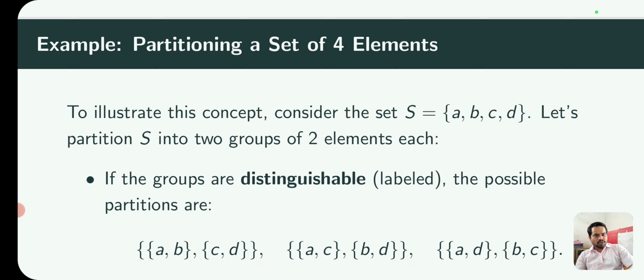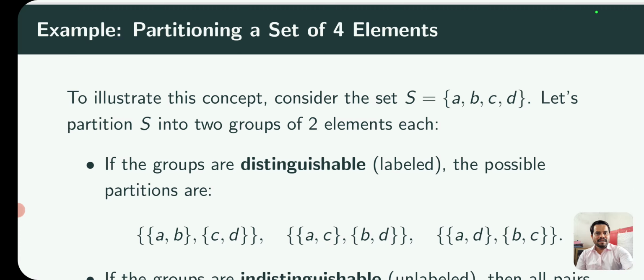We have to select 2 elements from the set S. So AB, CD, this is one possibility. Another possibility is AC, BD, then AD, BC. So only these are the possibilities to form a partition of the set.